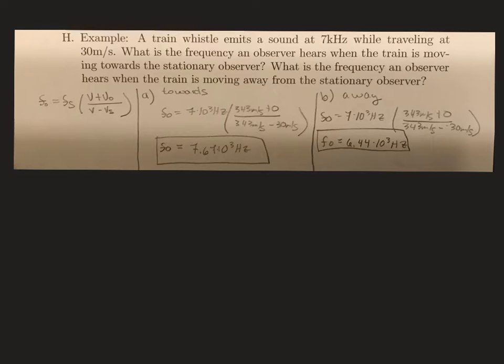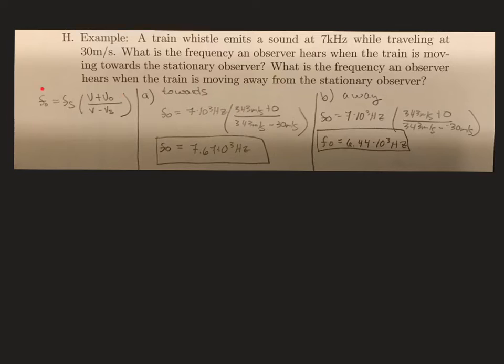In this example, we have a train whistle that emits a sound at 700 kilohertz while traveling at 30 meters per second. And we want to know what frequency the observer hears when the train is moving towards the stationary observer, and what frequency an observer hears when the train is moving away from the stationary observer.